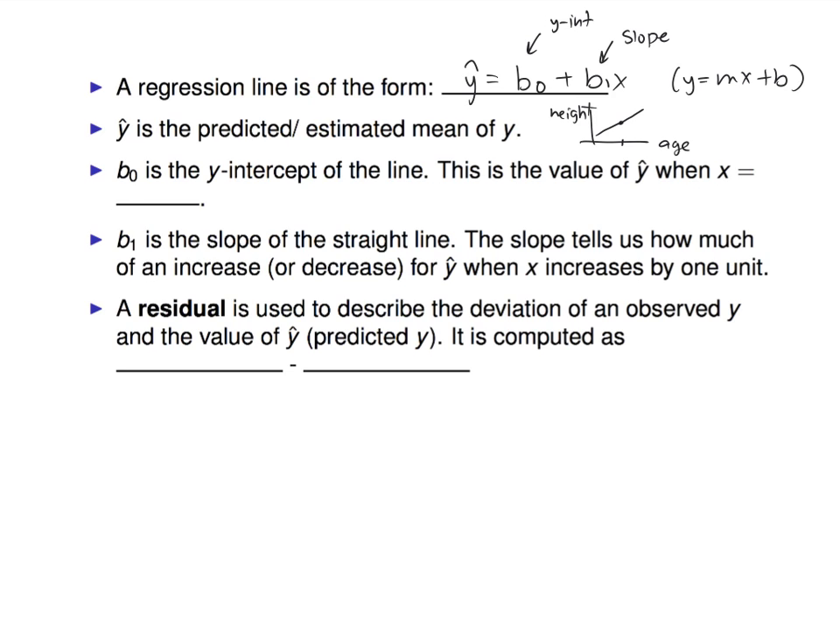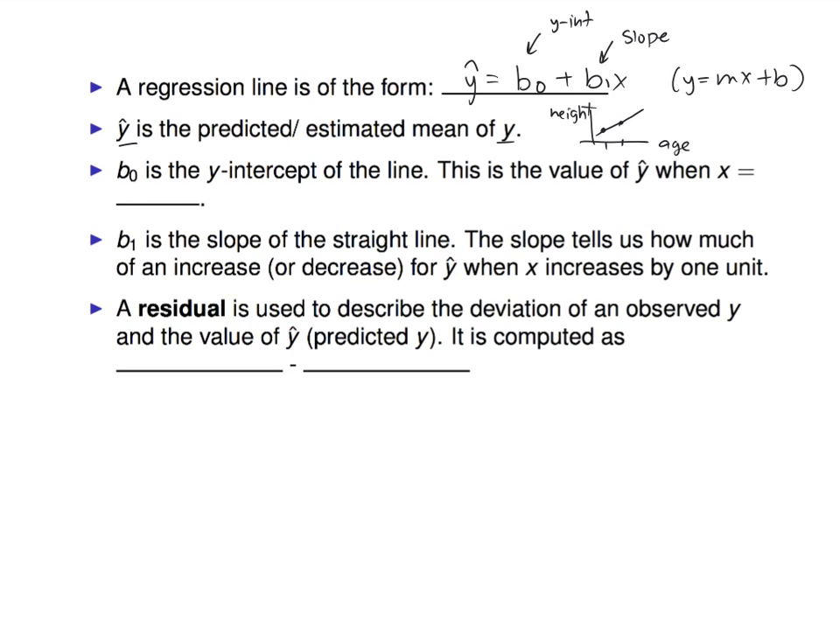Okay. So first of all, y hat is the predicted or estimated mean of y. So it's the estimated value of sort of like the average height. This point would be the average height of all people of that age. This point would be the average height of people of that other age. So it's kind of like averages for every single value of x.